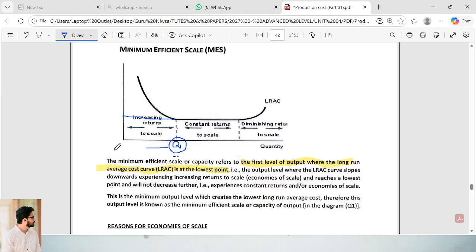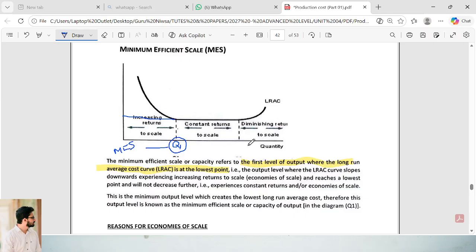MES, minimum efficient scale. If an organization wants to be highly efficient, or we can say to achieve the lowest average total cost, that organization has to produce at least Q1 output. Okay, Buddha, that is called minimum efficient scale.